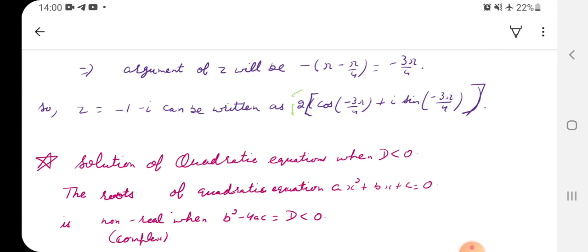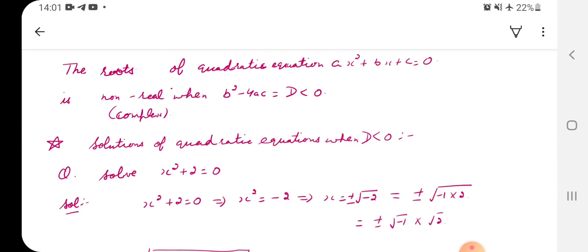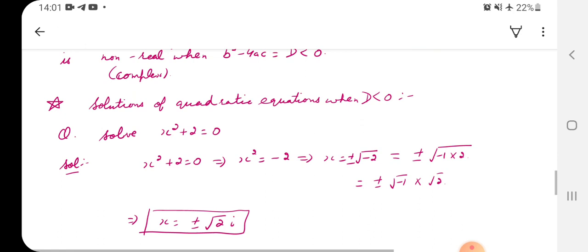This is a very simple topic, so just see it very carefully, you will get to know about it. So they said when the roots of the quadratic equation ax square plus bx plus c equals to 0 is non-real. We said that in 10th class. Now we will say it will be complex. So it will be complex when b square minus 4ac, that is our discriminant, will be less than 0. So now how to find such solutions, such roots, now we will do.